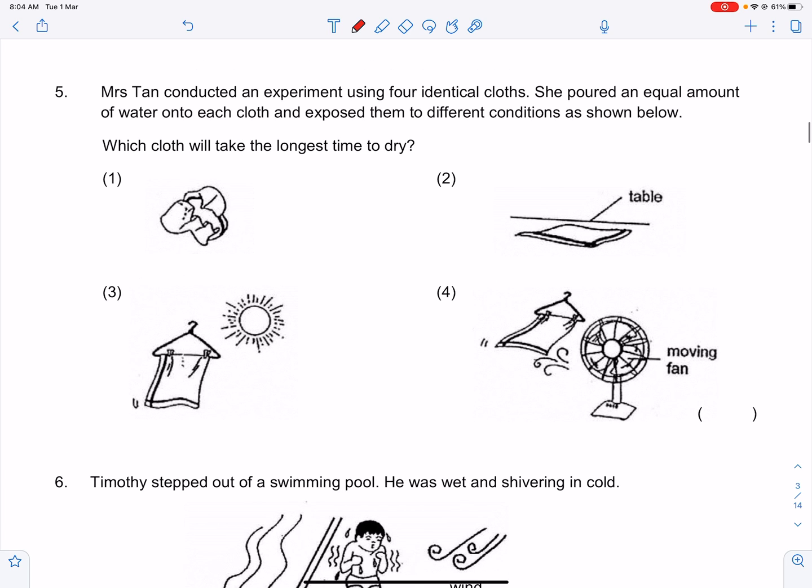Question 5. Mrs. Tan conducted an experiment using 4 identical cloths. She poured an equal amount of water into each cloth and exposed them to different conditions, as shown below. Which cloth will take the longest time to dry? So when you see the word dry, we can straight away associate this drying process with evaporation, and time means rate. So in short, they're asking you a question on rate of evaporation.